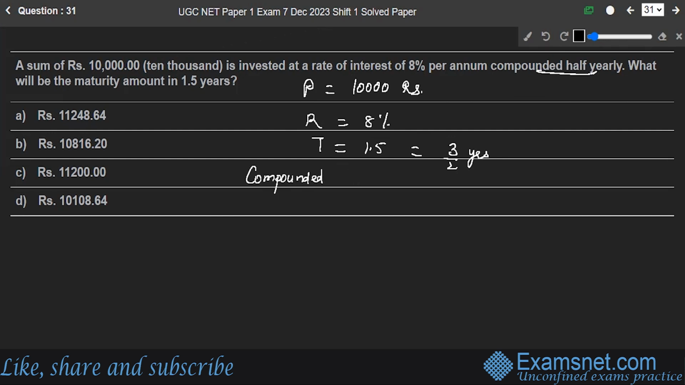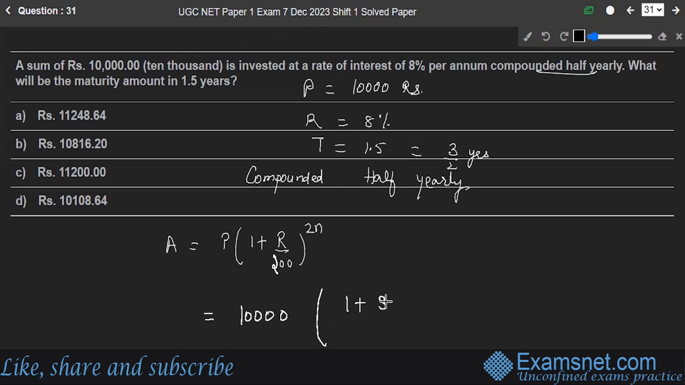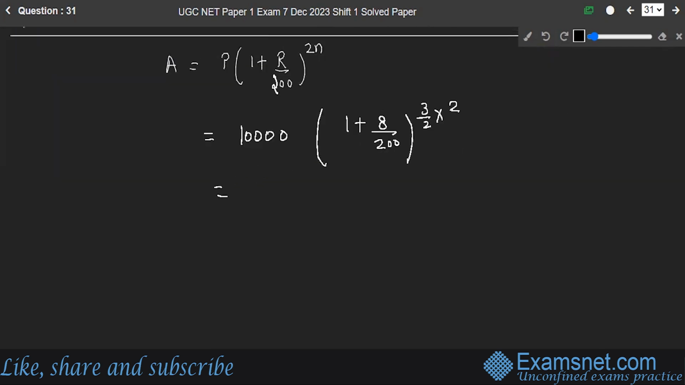So that's compounded half yearly. And this formula is given by, this is a maturity amount. This is equal to P(1 + R/100) raised to the power 2n. This 200 over here, because this is compounded half yearly. So here will be 200. Now, you have to find out the maturity amount. This is equal to 10,000(1 + 8/200) raised to the power 3/2 into 2. This will be 10,000 into 1 + 4/100, and this will be (26/25) raised to the power 3.